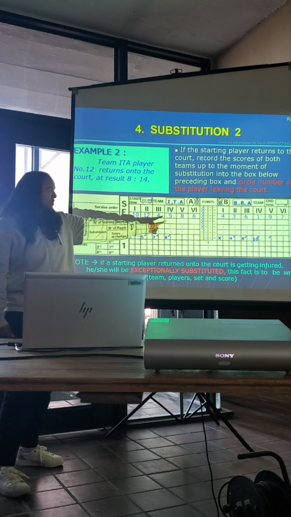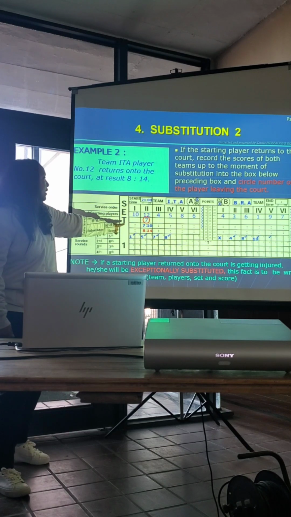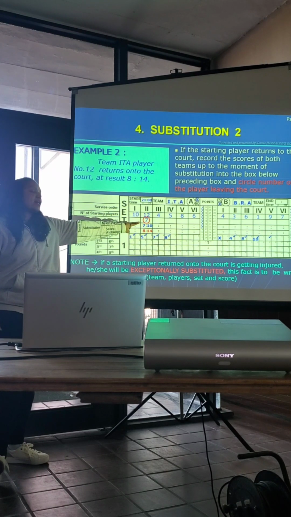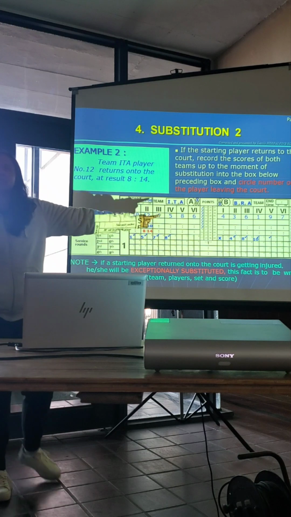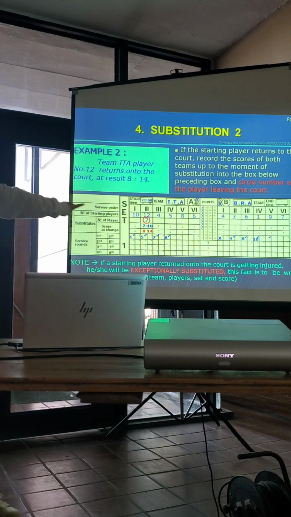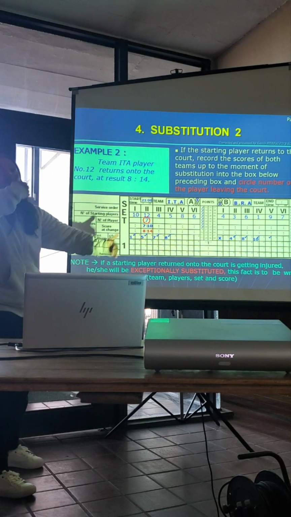So I can see Brazil has actually moved quite far. And what happens in that instance? You actually have to circle number 7 because he can no longer return after the substitution. Right? So this is what we call a reverse substitution.